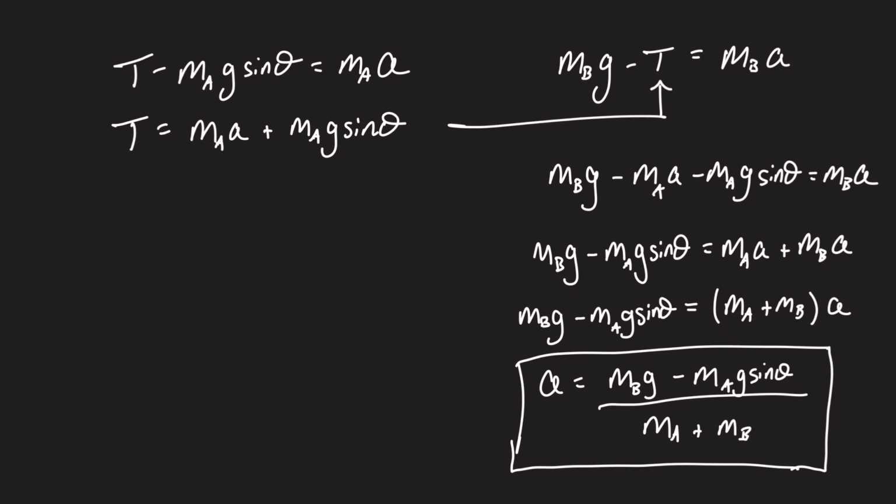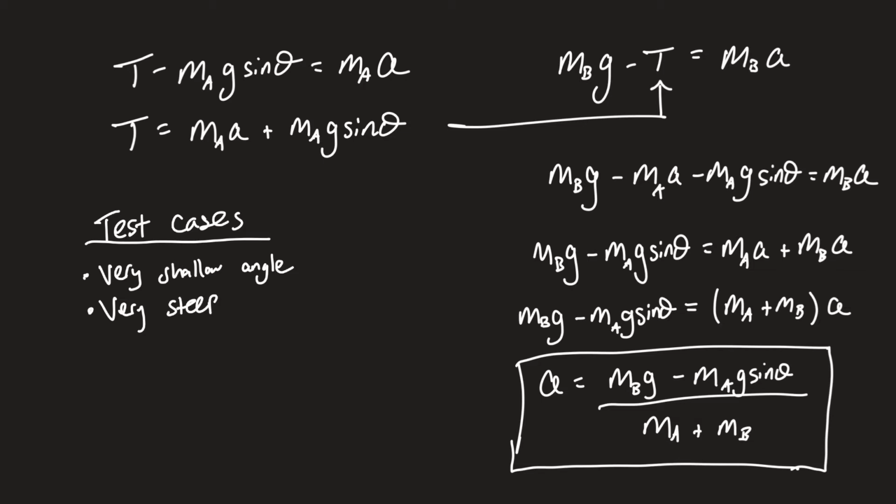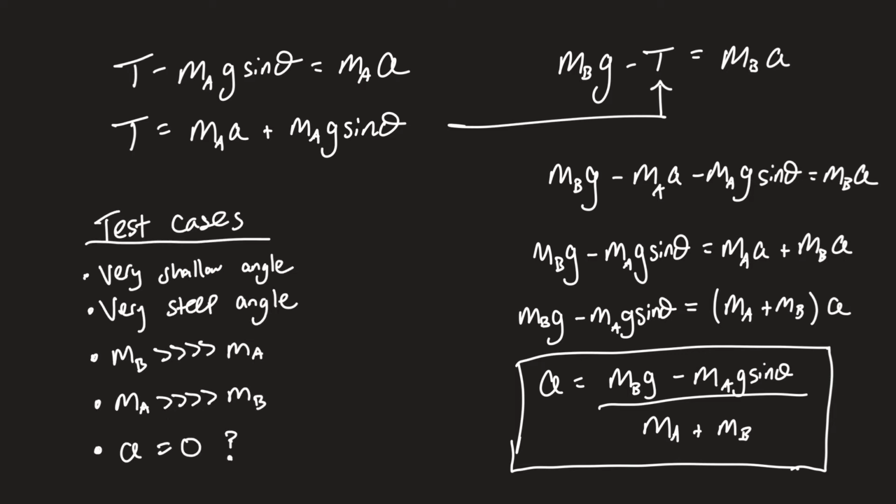So now that you see this, try to interpret it. Maybe you got this, maybe you didn't, but regardless, go into it and let's do some test cases, some extreme thinking. So for example, why don't we start with a very shallow angle. Then maybe a very steep angle. So we're kind of varying the angle. Then we can think about making M_B very, very big compared to M_A. Or do the reverse, make M_A way bigger than M_B. What about a case where the acceleration is equal to 0? How could that be possible? What would that imply?